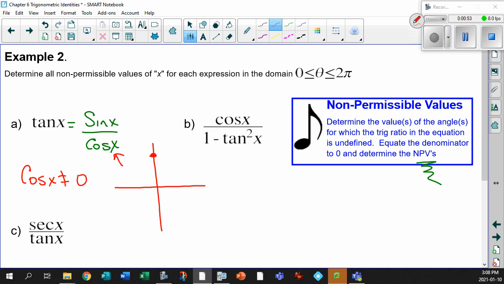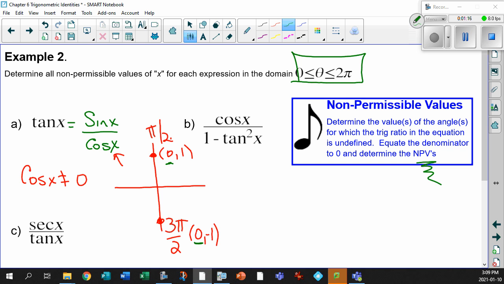Well, here and here, of course, at pi over 2, okay, right? And 3 pi over 2. That makes sense, doesn't it? That's where the coordinates are 0, 1 and 0, -1. Ooh, really nice. There's your zeros. So obviously in this range from 0 to 2 pi, you'll say, okay, x cannot equal pi over 2 and of course 3 pi over 2.